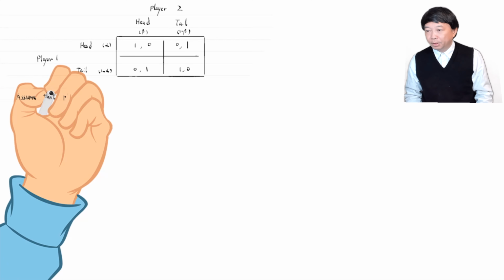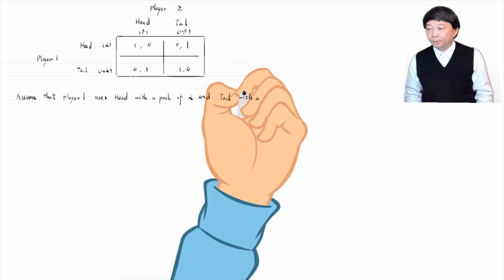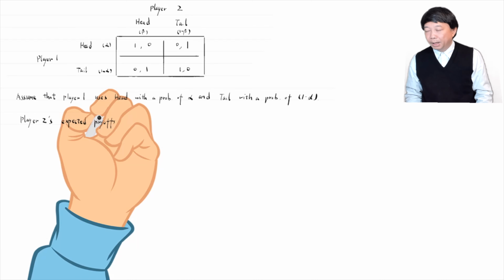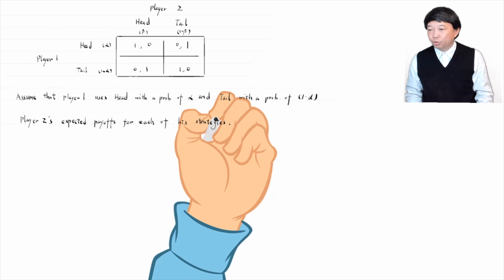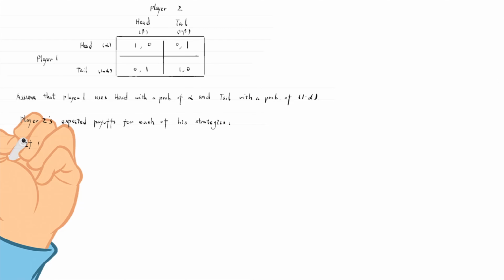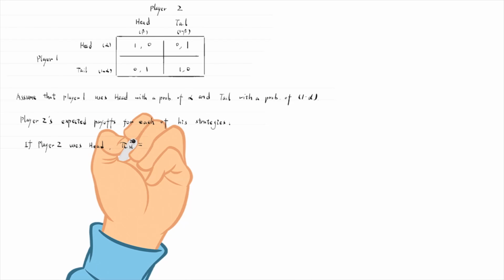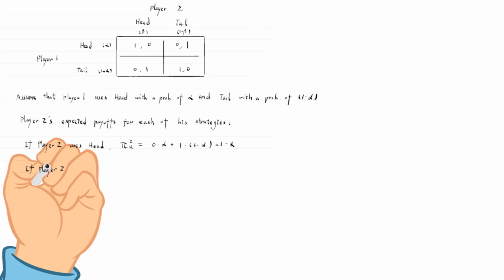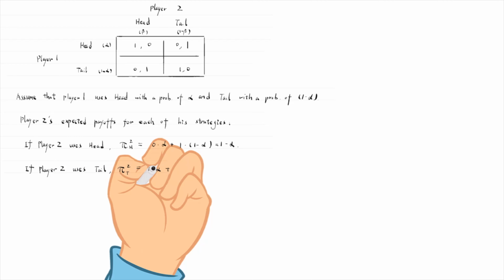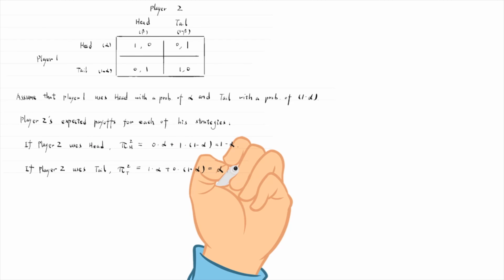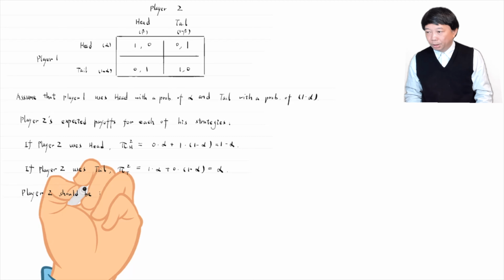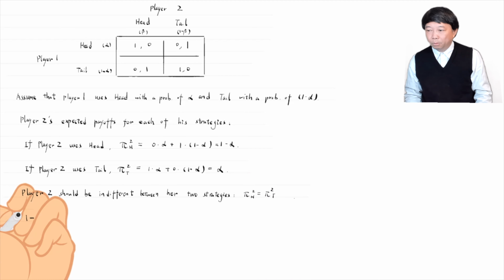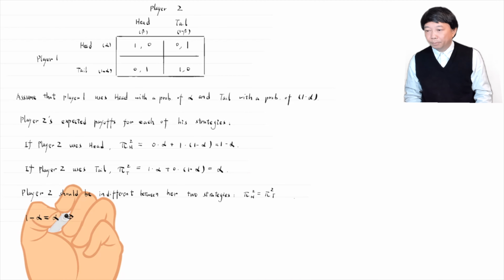Assume that player 1 uses head with a probability of alpha and tail with a probability of 1 minus alpha. We calculate player 2's expected payoffs for each of her strategies. Player 2 should be indifferent between her two strategies. We can obtain alpha, the probability at which player 1 chooses head, which is 0.5.